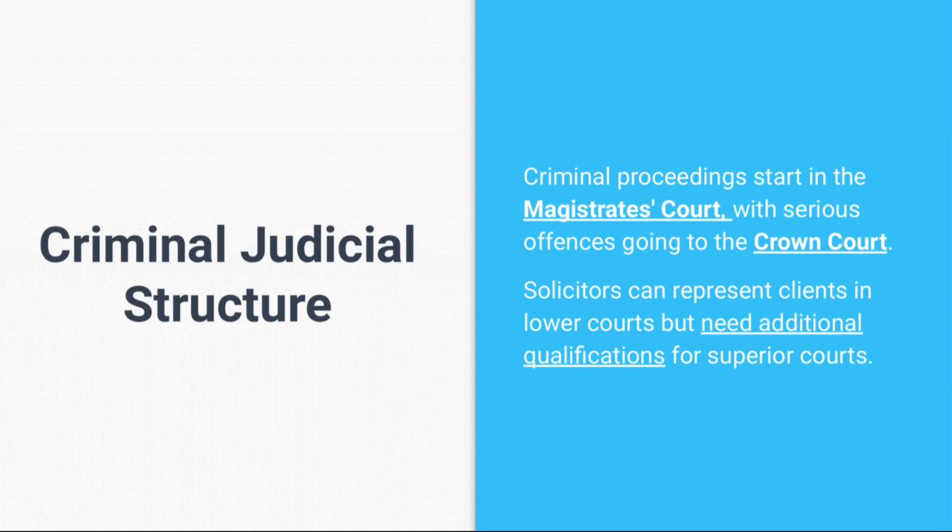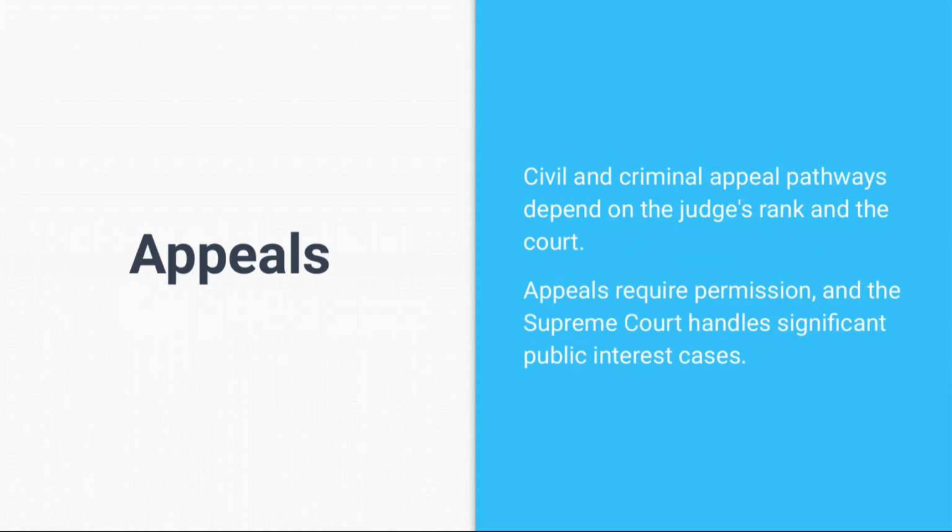Understanding the criminal judiciary's structure helps navigate the legal processes involved in criminal cases, ensuring that the appropriate court and legal professionals handle cases. In the legal system of England and Wales, both civil and criminal appeal pathways depend on the judge's rank and the court in which the case was originally heard. Permission is typically required to initiate an appeal. This ensures that only cases with a significant reason for review proceed. The Supreme Court, as the highest appellate court, handles the most significant public interest cases.